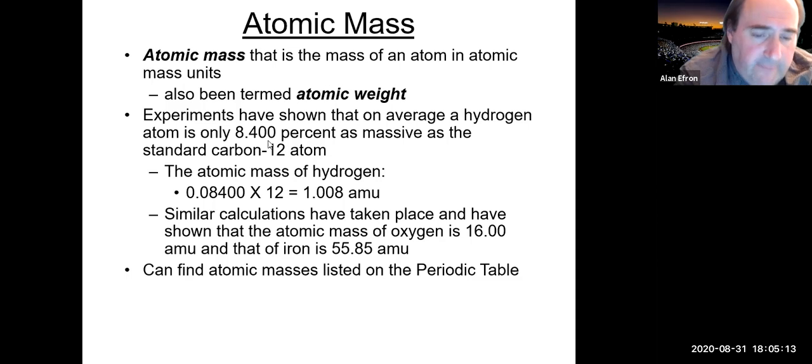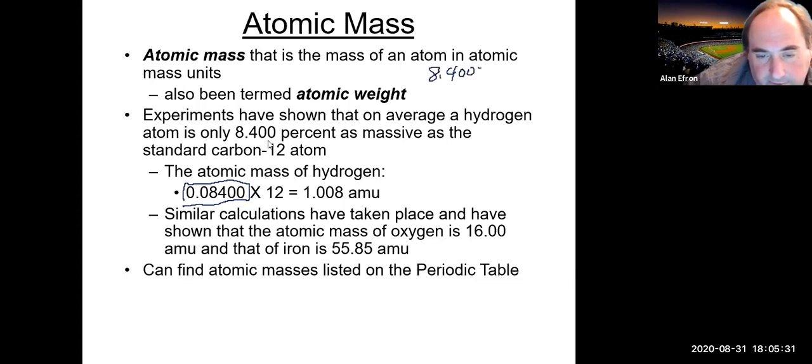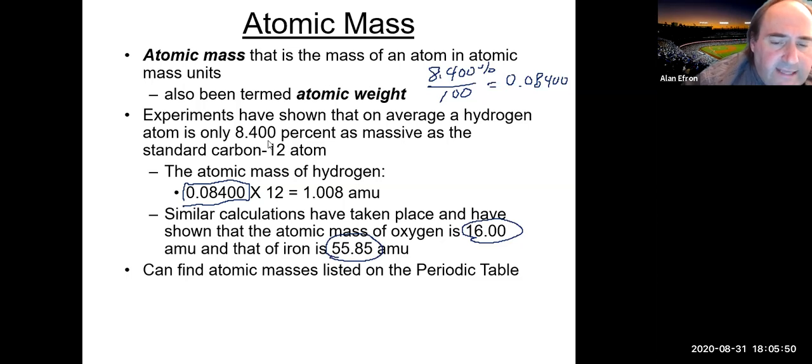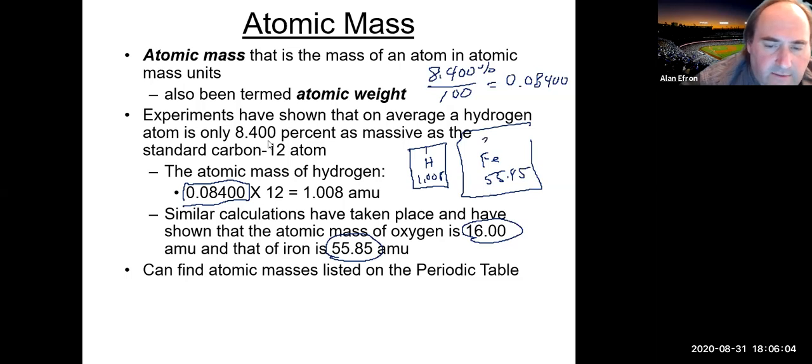They took something like hydrogen, for example, and said hydrogen is only about 8.4% as massive as this carbon 12 isotope. So they just did a calculation. This is 8.4% converted into a decimal. If you take 8.4% and divide it by 100, you move the decimal two places to the left, and that's how we get 0.084 as the decimal. Similar calculations were done for oxygen, which is 16, and iron, which is 55.85. If you look on the periodic table, those are the numbers that you will see under those elements. If you had iron, you'll see 55.85, and 26 up on top.